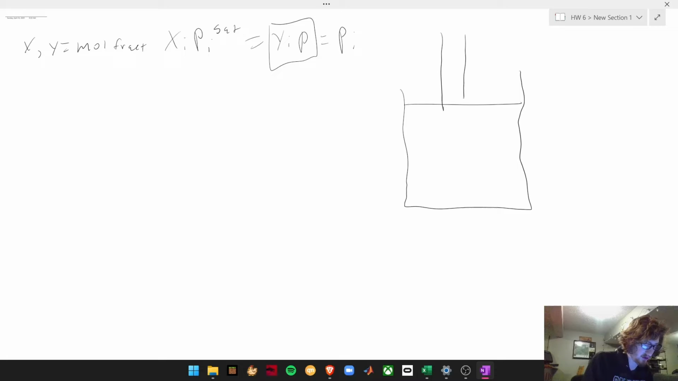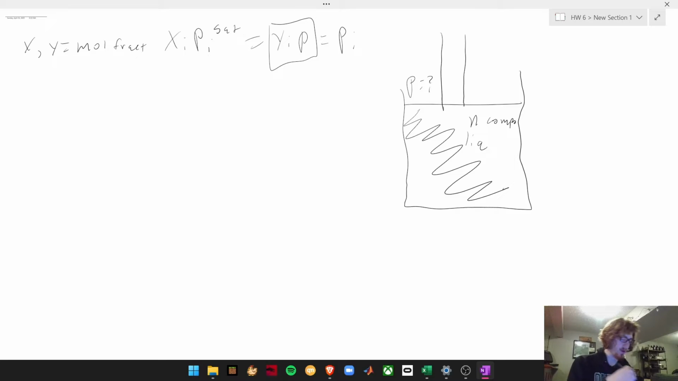So we have this scenario wherein we are exerting a pressure on a closed system with n components, and they're all liquid, and we want to know at what pressure will the first vapor bubble form. And we don't know the pressure, but we do know the temperature. So this time we're going to be solving for bubble pressure.